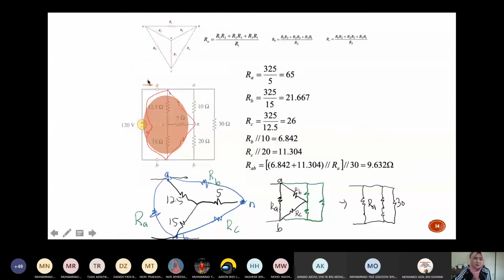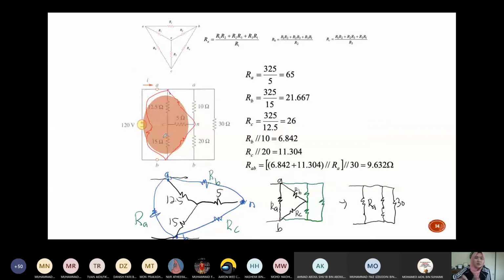This is the same circuit as the previous one. However, in the previous one we changed this part from a delta network to a Y network. Now, instead of changing this part from delta to Y, I want to change this other part. If you look at here, this is a Y or T network. I want to convert this part into a delta network.